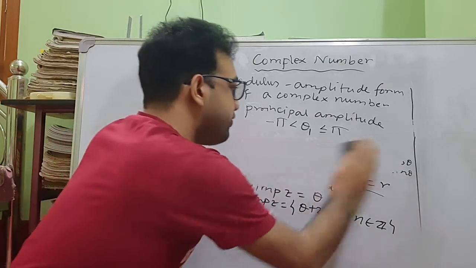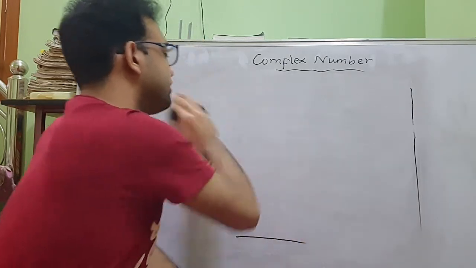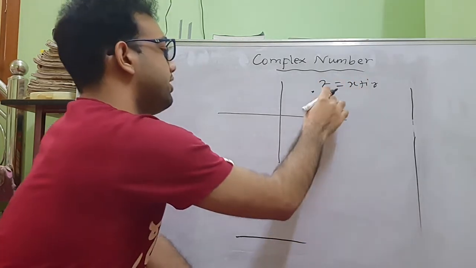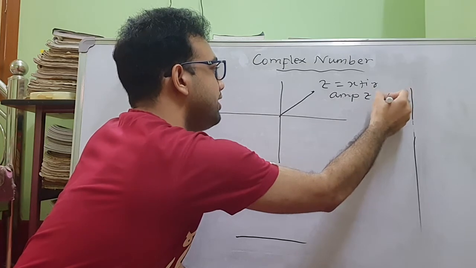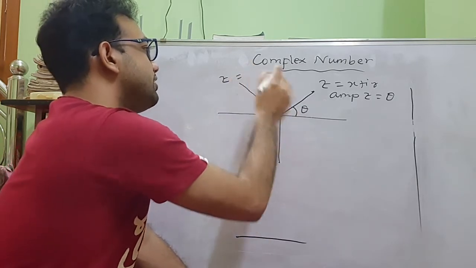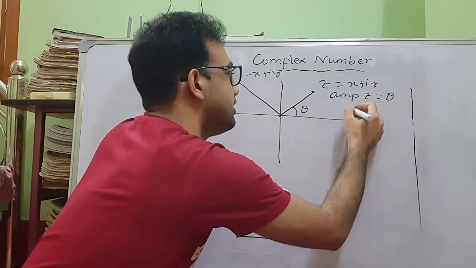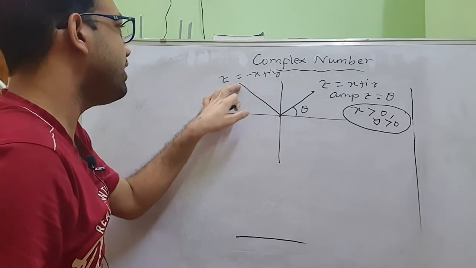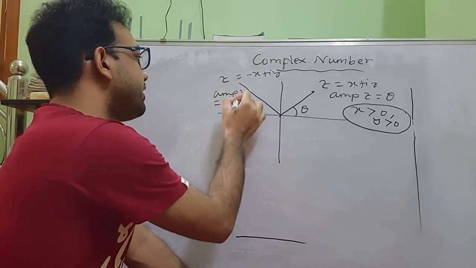So now we want to define how we can find the principal amplitude of a complex number. Let's see. If the point z lies in the first quadrant, then our principal amplitude, which is denoted by small amp, is given simply by theta, if this angle is theta. Similarly, if the point z lies in the second quadrant, then z is of the form minus x plus iy. Remember one thing, that x and y should always be made positive, then we can define these quantities. So in the second quadrant, amplitude of z is given by pi minus theta.